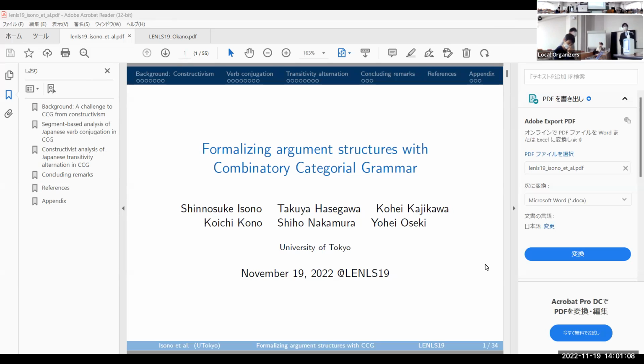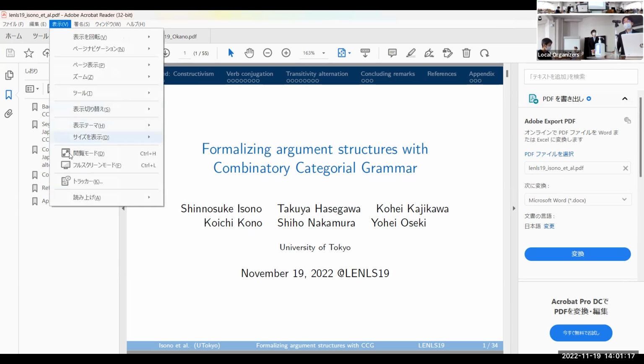My name is Shinnosuke from the University of Tokyo, and I will present with Kohei Kajikawa, who is also from the University of Tokyo. And our presentation is titled Formalizing Argument Structures with Combinatory Categorial Grammar.